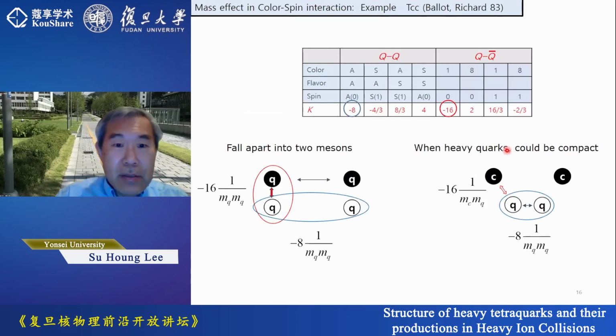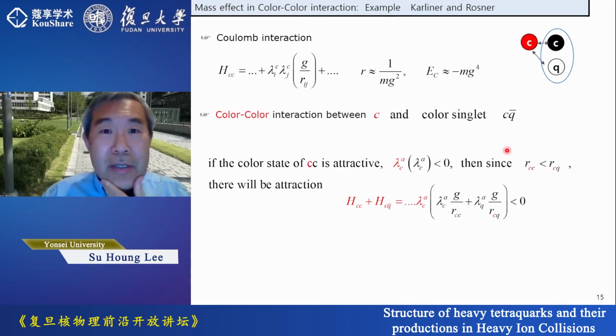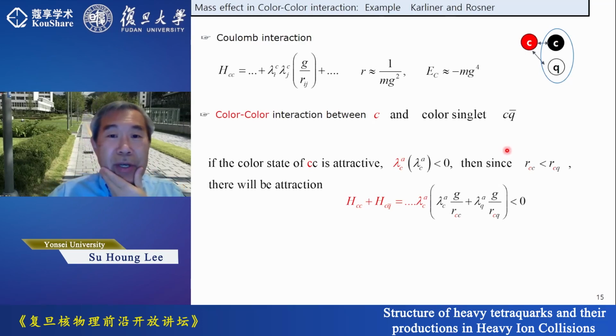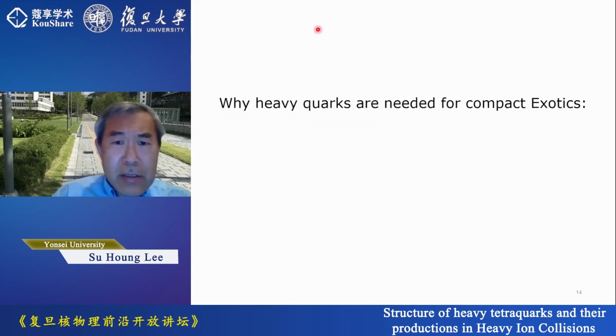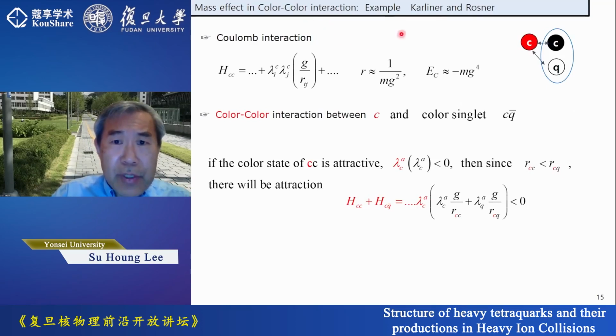The reason why all the LHCb calculations, or why people, or even our group, advocated heavy quarks for possible compact configuration follows. In fact, this point was made earlier by Carliner and Rosner. And the fact is, when you now introduce heavy quarks, there are, of course, differences from what I have talked about before.